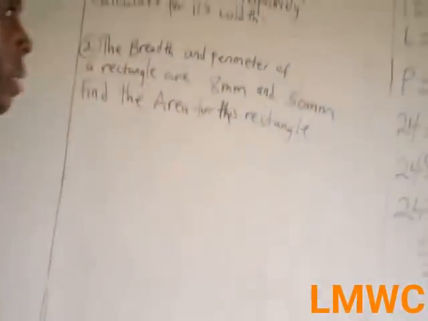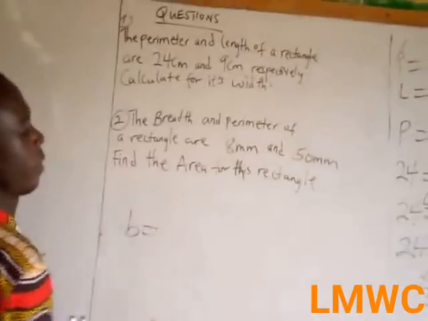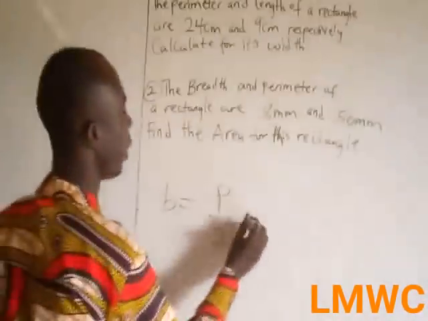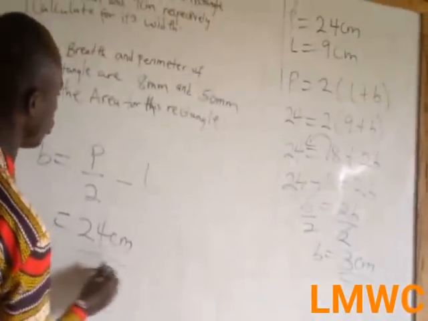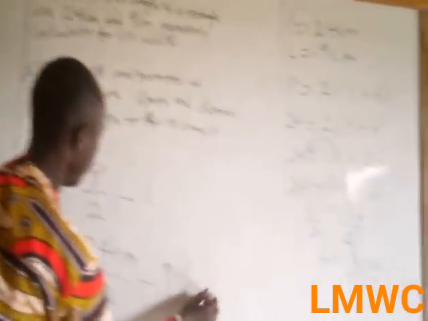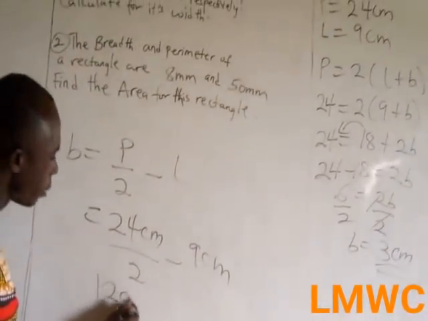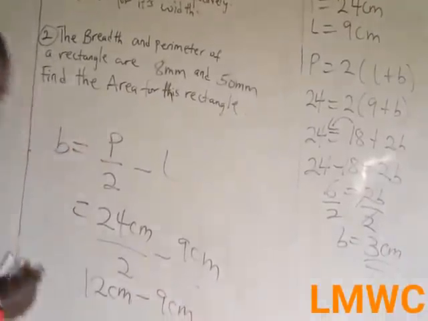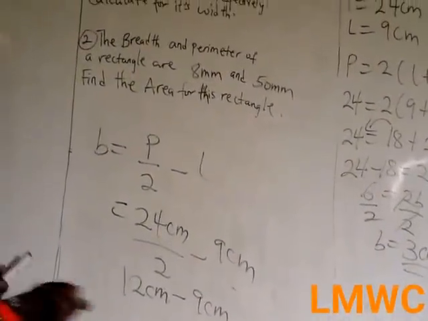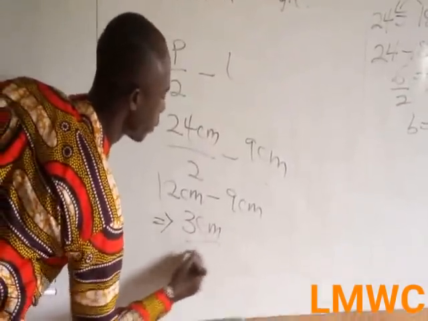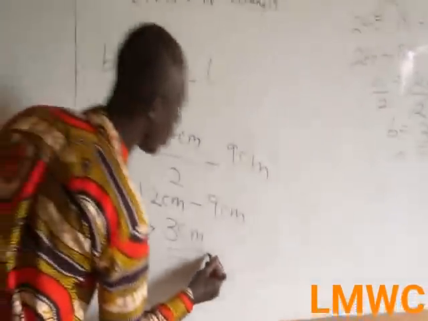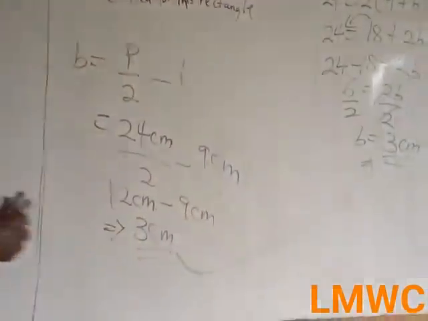Is the elimination by substitution approach. The formula approach is P over 2 minus L. So what is the perimeter? We know the perimeter as 24 centimeters over 2, minus what is L? 9 centimeters. So 24 over 2 is what? 12 centimeters minus 9 centimeters, we have 3 centimeters. So you see, we are getting the same answer as this one. So that's question 1.